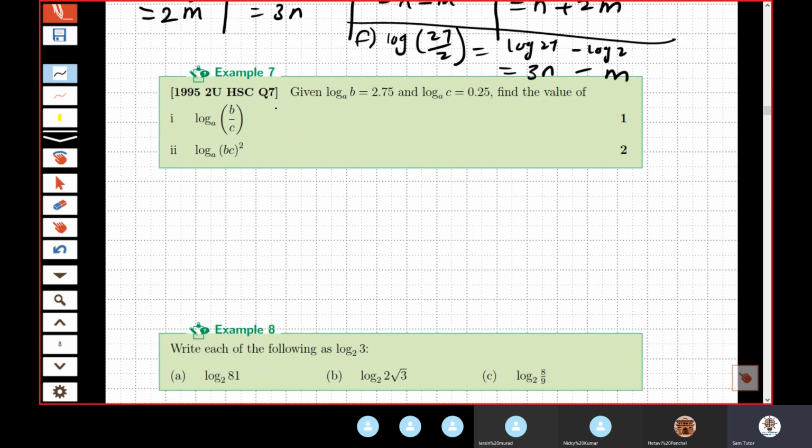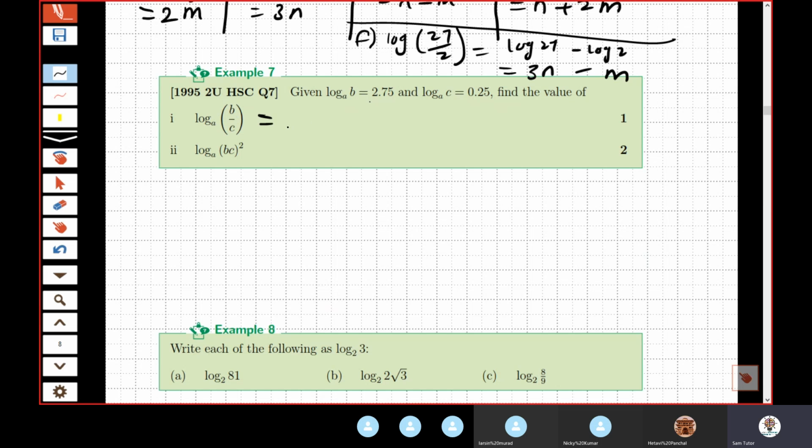Okay, let's try an HSC question. Log B is 2.75. Log C is 0.25. Find the value of log B on C.